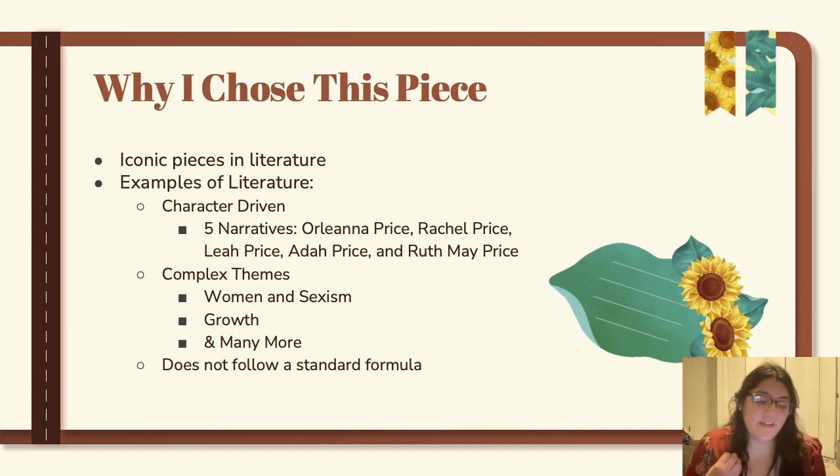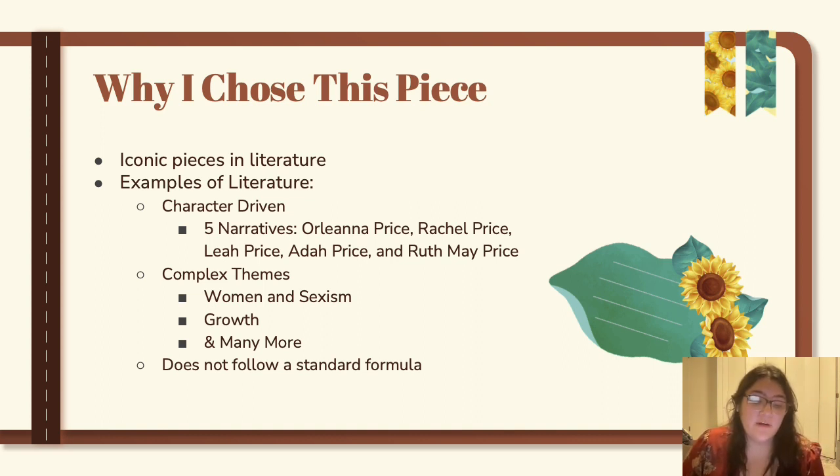The Poisonwood Bible is one of the most iconic pieces in literature, having the characteristics of being character-driven, having multiple complex themes throughout the story, and that it does not follow a simple formula. On the topic of being character-driven, the story follows the narratives of the five main characters: Orleana Price, Rachel Price, Leah Price, Ada Price, and Ruth Mae Price. Orleana is the mom, and Rachel, Leah, Ada, and Ruth Mae are her daughters. Rachel being the oldest, Leah and Ada being the middle twins, and Ruth Mae being the youngest. The father, Nathan Price, does not have his own narrative.